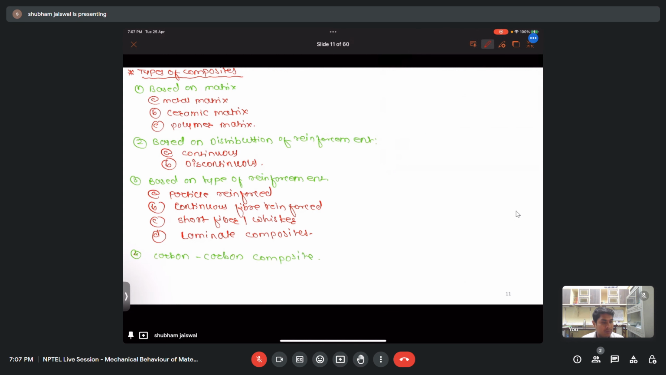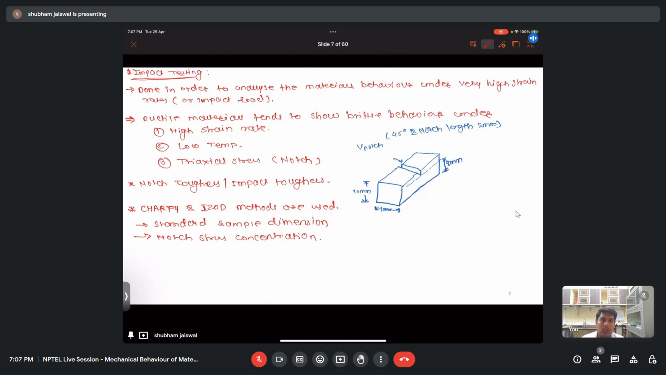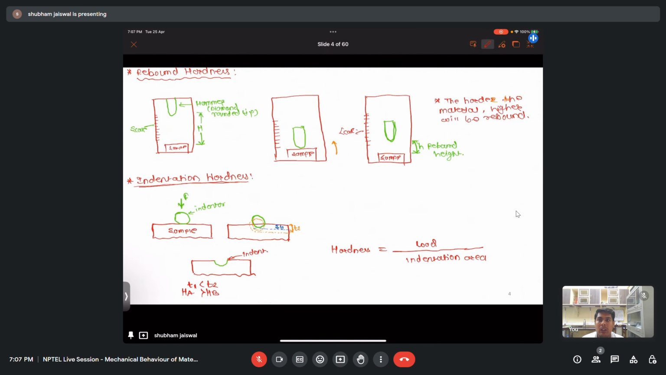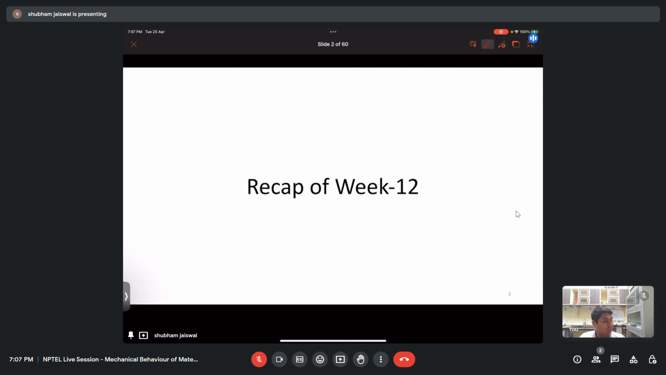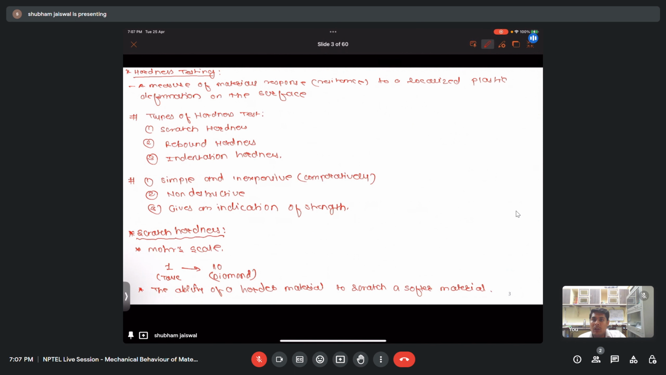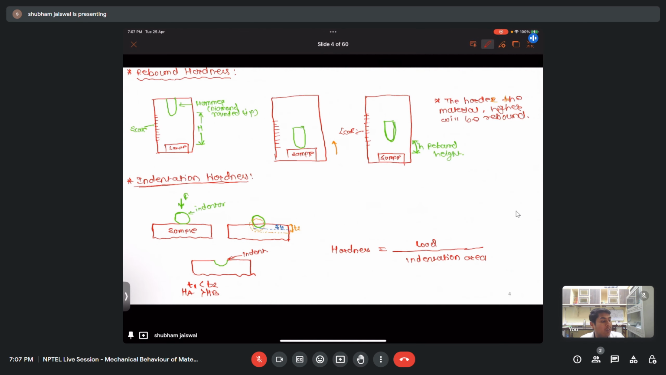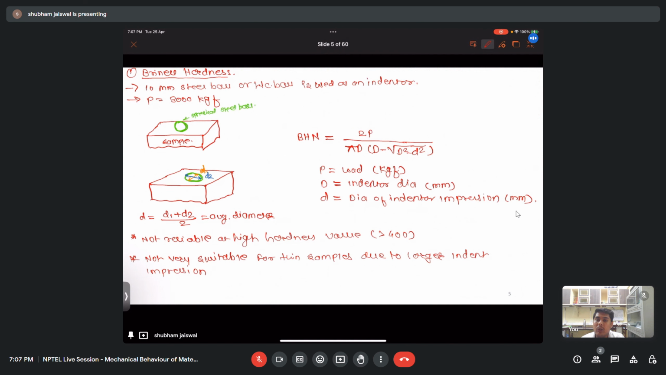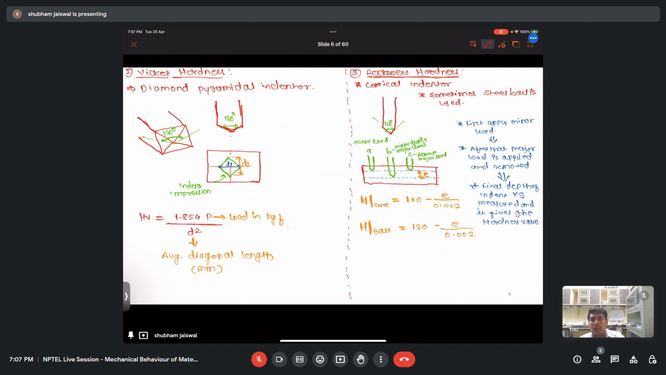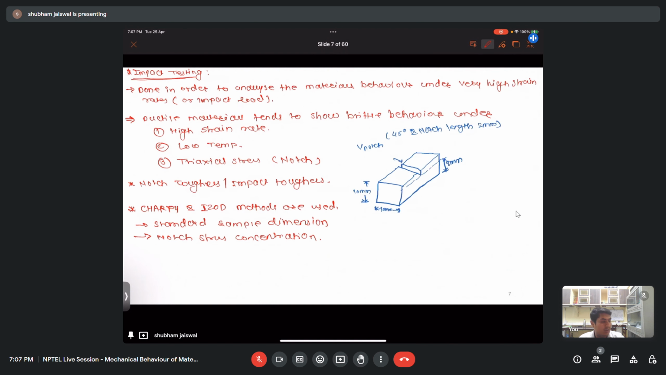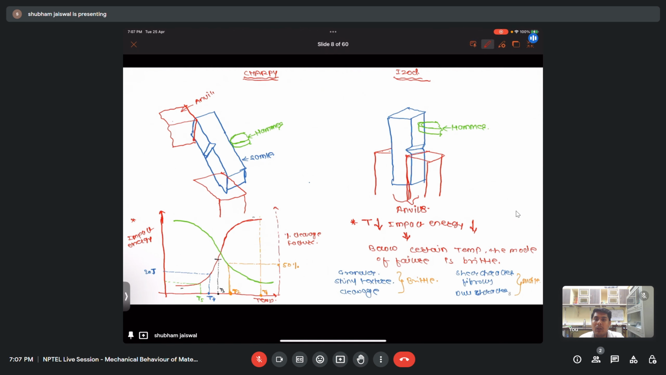Okay, so I am just showing what are the things we have covered. We have seen hardness testing, then the different types: scratch, rebound, and indentation. In indentation we have seen the Brinell, Vickers, and Rockwell hardness tests. Then we have seen impact testing, and the different types of impact testing, and what is DBTT.